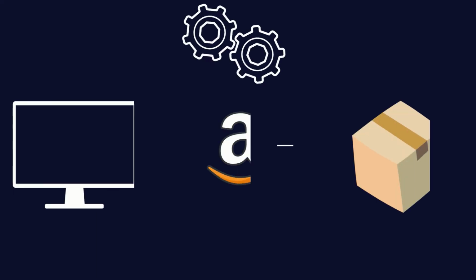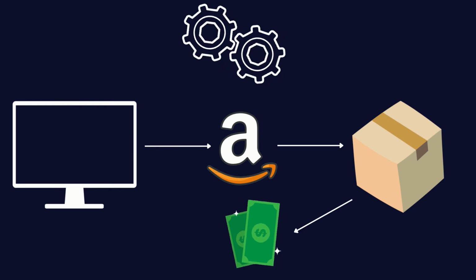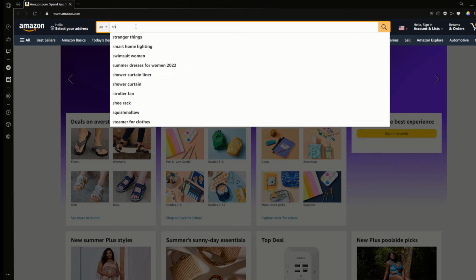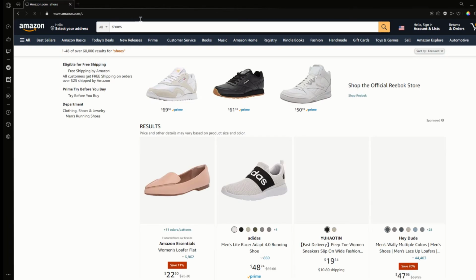Now, we want our program to go to Amazon, search for a product the user provides, and find the lowest price for it. To start, let's try doing it ourselves the first time. Let's go to Amazon.com and search for shoes in the search bar. So we've got a page full of shoes.